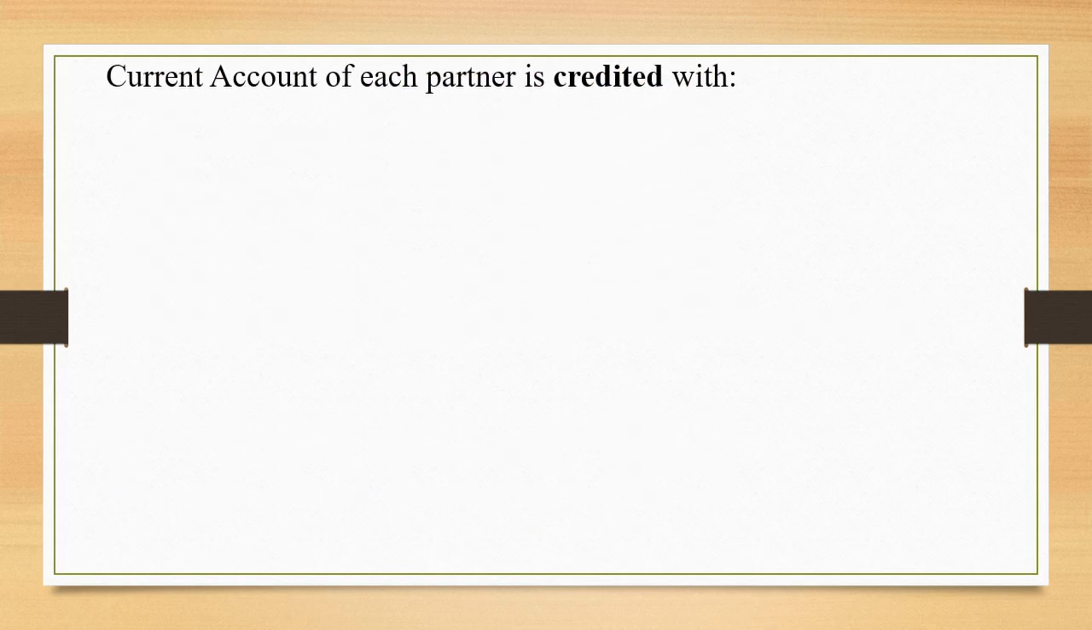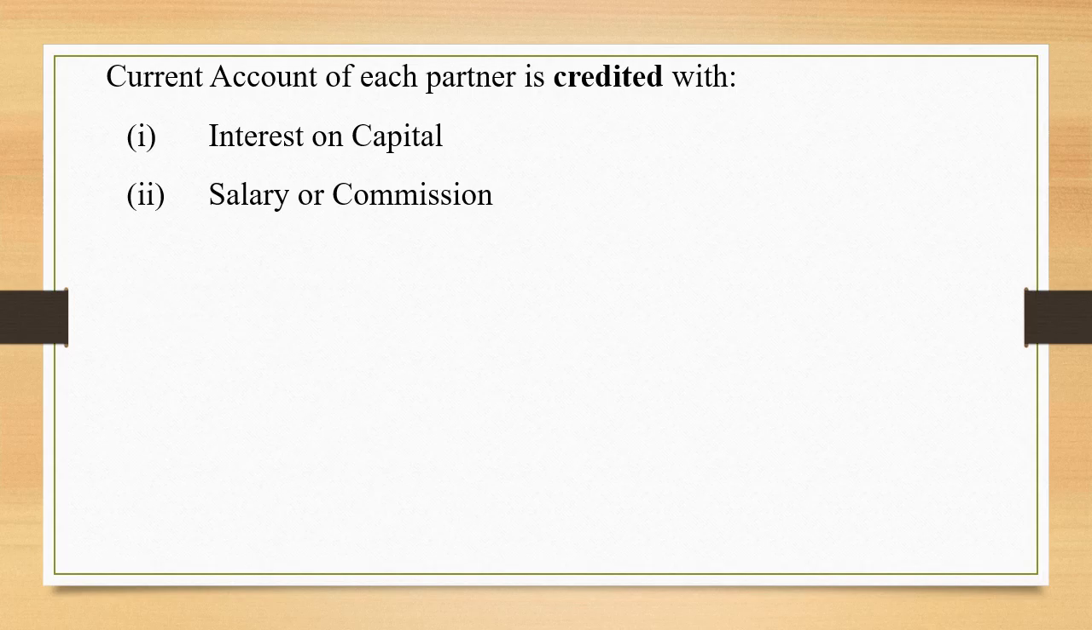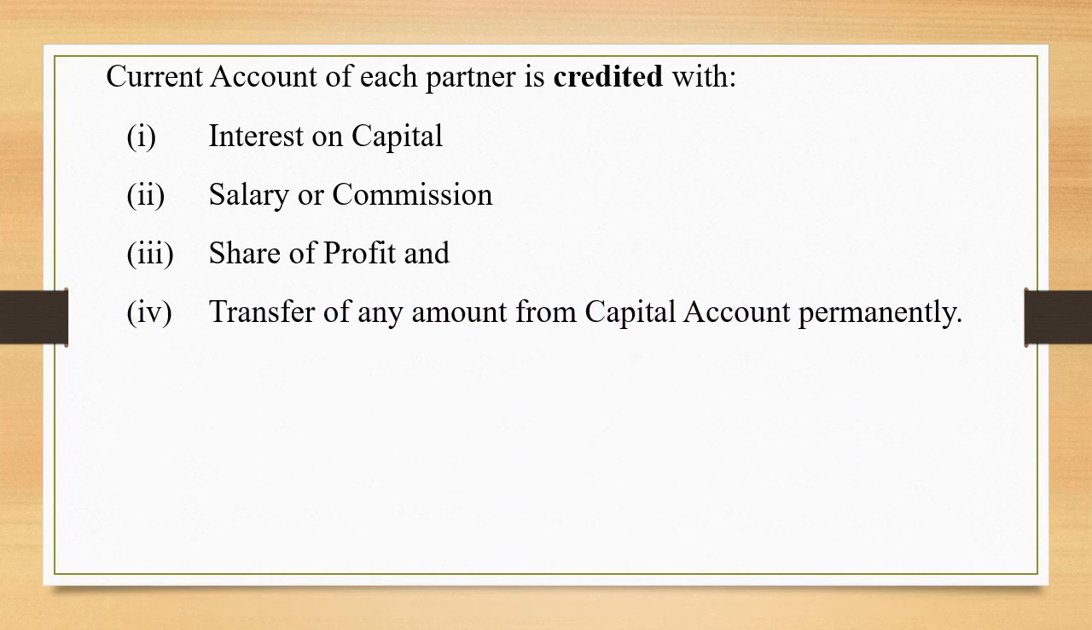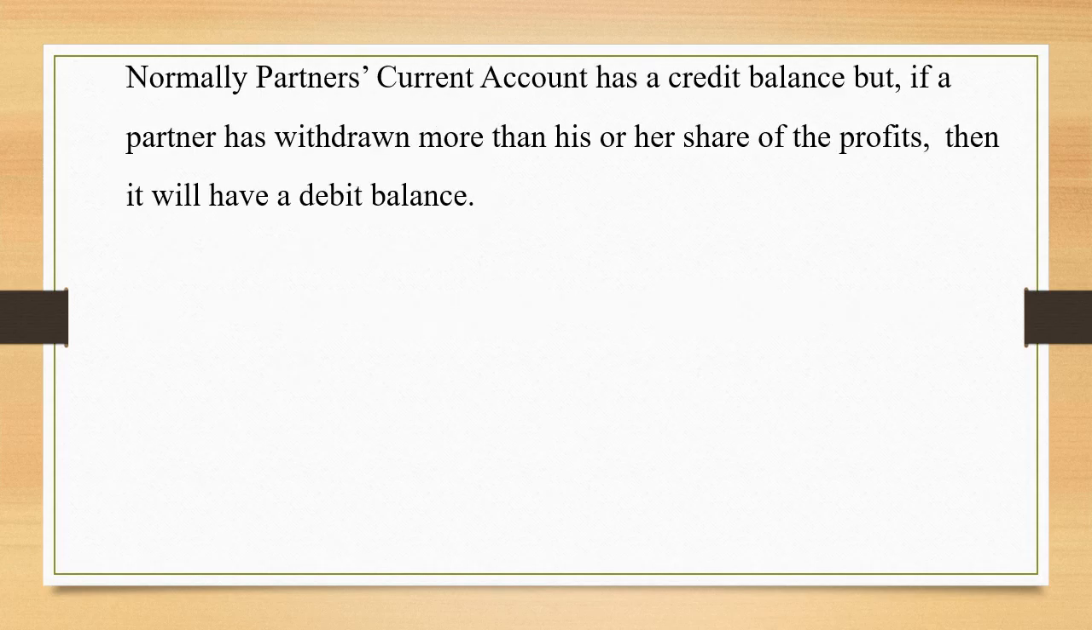Now let us see, partner's current account is credited with interest on capital, which we allow to the partner. Salary or commission, again it is allowed to the partner, which will increase partner's current account balance. Share of profit and transfer of any amount from capital account permanently. If you transfer some amount from capital to current, the amount of current account will increase. Normally, partner's current account has a credit balance. But if a partner has withdrawn more than his or her share of profits, then it will have a debit balance.